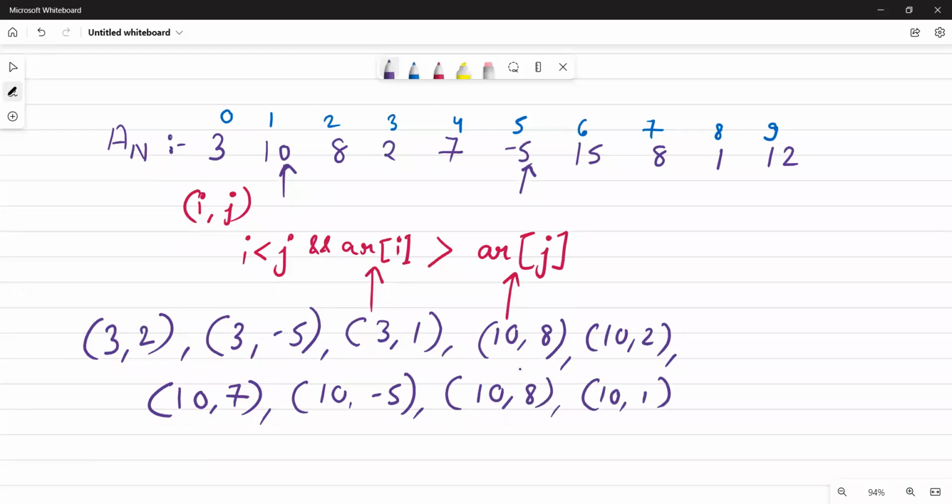Should we consider the index beyond 1 also? Like we are at 1 index. Should we consider the indexes beyond it? No, because that will be rejected in the first property itself. That is, i should be less than j. Clear?